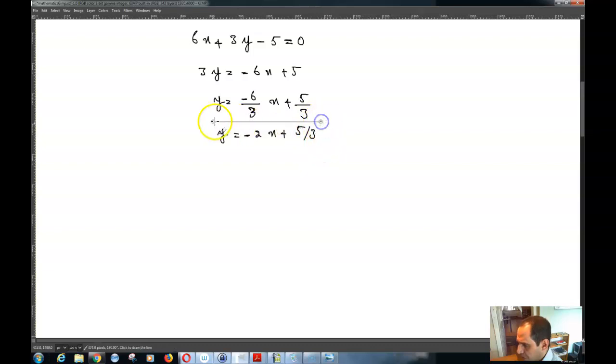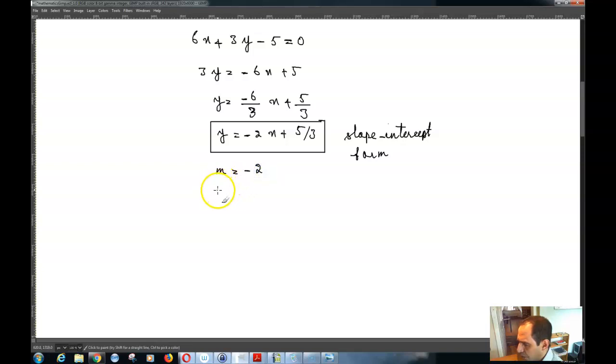So this form is the slope-intercept form of the equation of the line. And so your m is equal to -2, and your y-intercept is equal to 5/3.